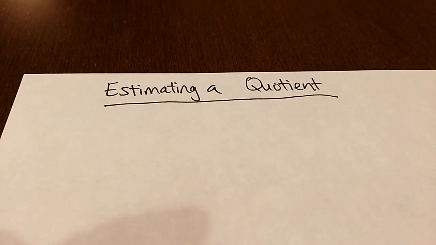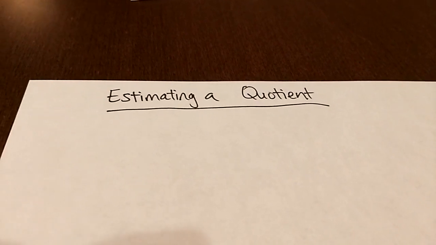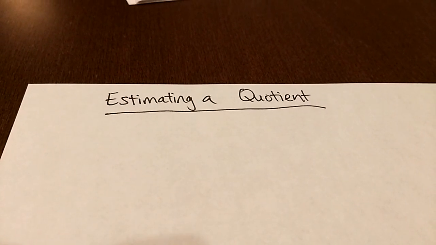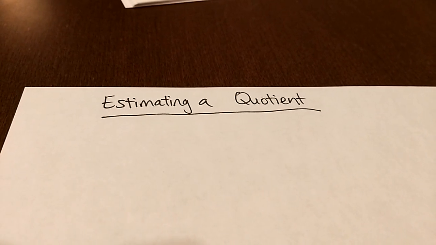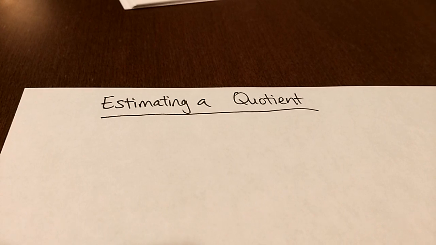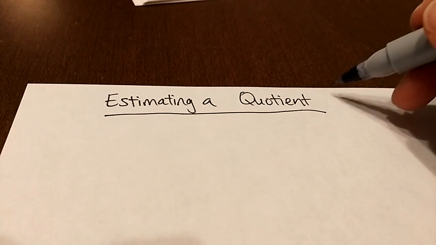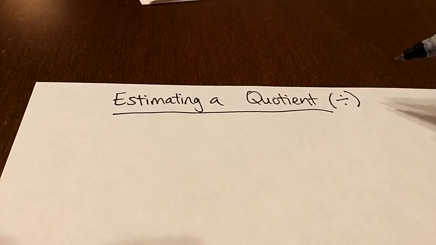Right, here we are going to try to estimate a quotient. Does everybody remember what a quotient is? Remember, a sum was the answer to an addition problem. The difference was the answer to a subtraction problem. The product was the answer to a multiplication problem. And the quotient is the answer to a division problem.